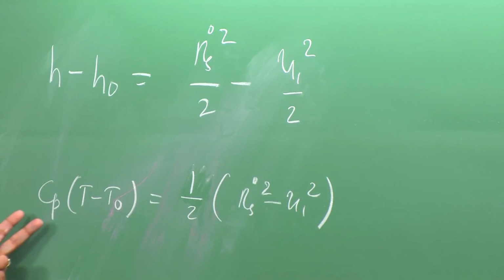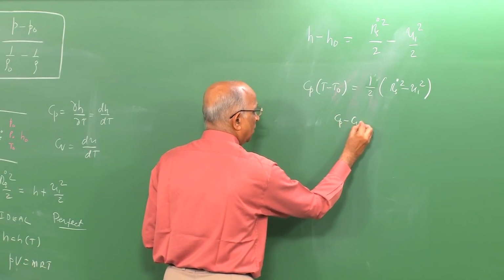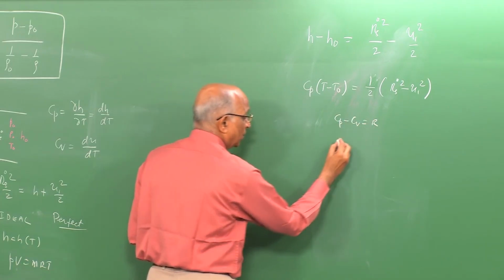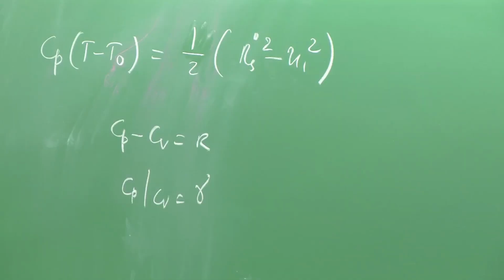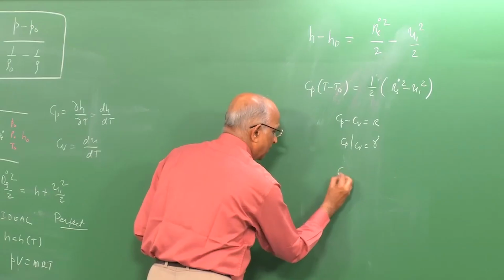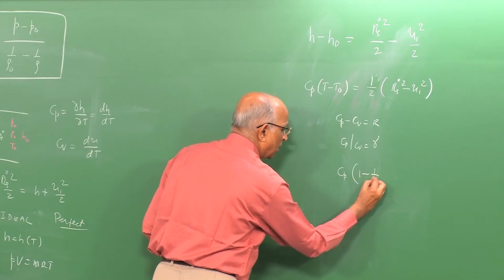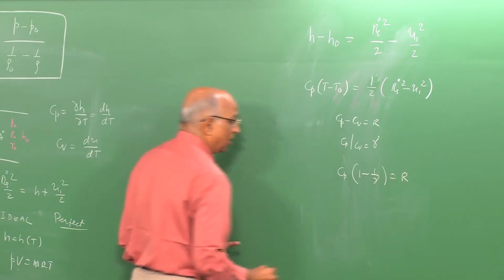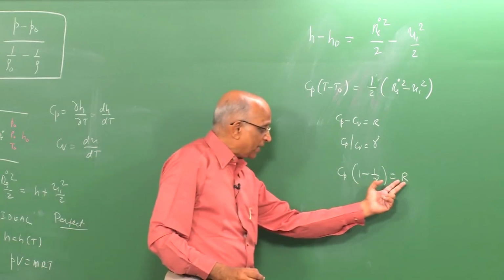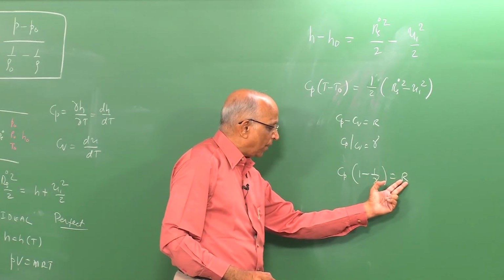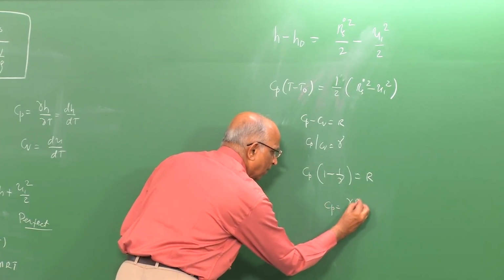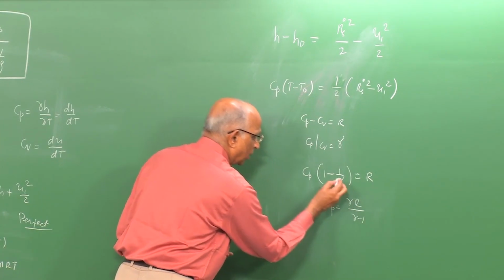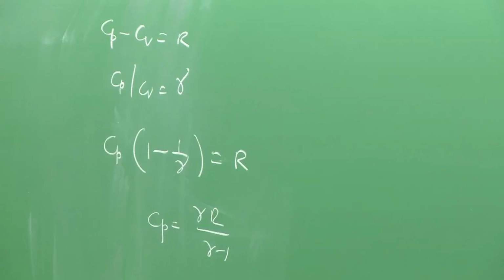Now, Cp, can I express it in terms of the gas constant? Well, we know Cp minus Cv is R, and also we know that the ratio of specific heats Cp by Cv is equal to the specific heat ratio gamma, and therefore, I can simplify this by saying Cp into 1 minus 1 over gamma is equal to the specific gas constant R. Well, if we are talking of specific gas constant, whose unit is joule per kilogram Kelvin, and therefore, Cp is equal to gamma R by gamma minus 1.